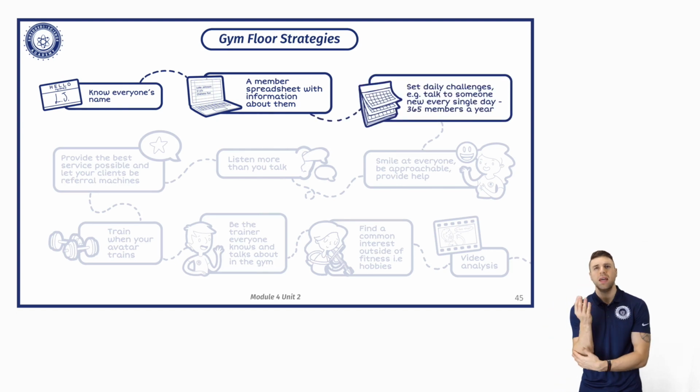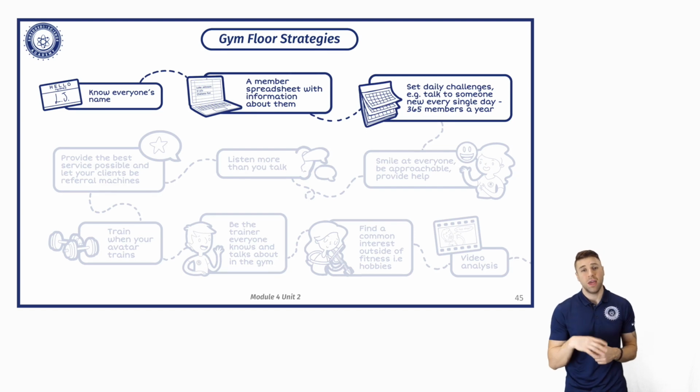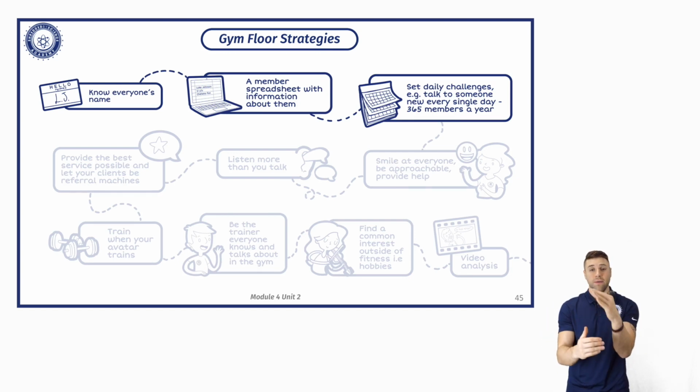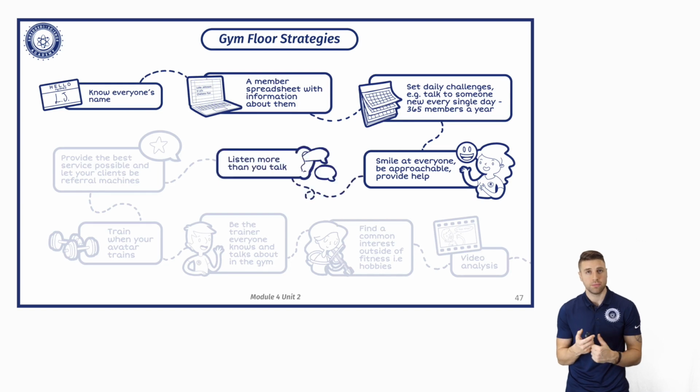What I want you to do is set daily challenges. Talk to someone new every single day. If you do that, then you've got 365 new names and 365 options to provide value to on a yearly basis. Smile at everyone, be approachable and provide help. It doesn't cost you anything. Just smile, be approachable and help people out.